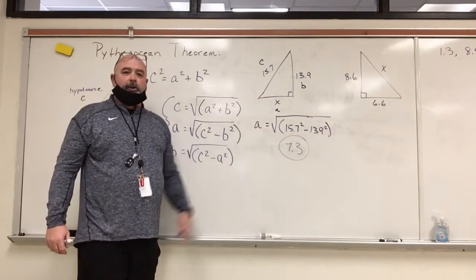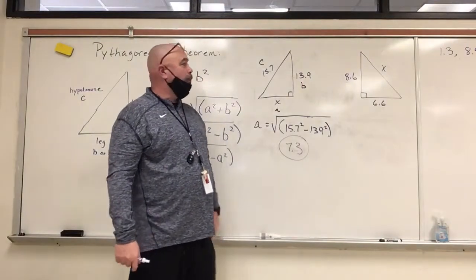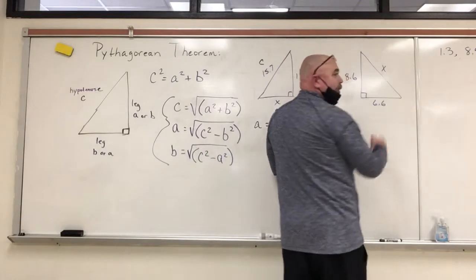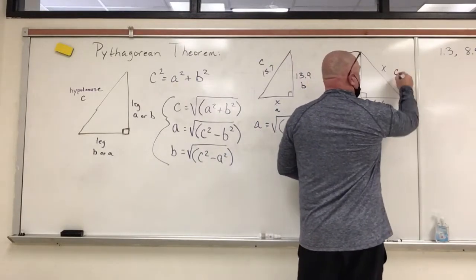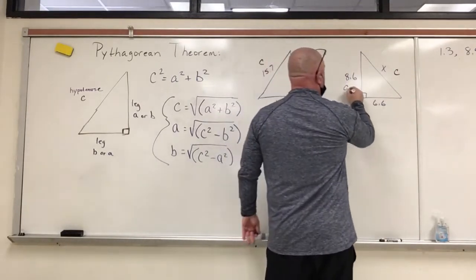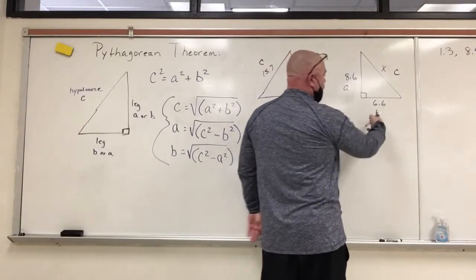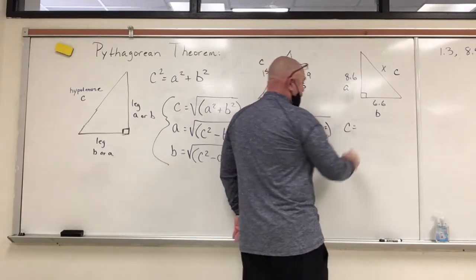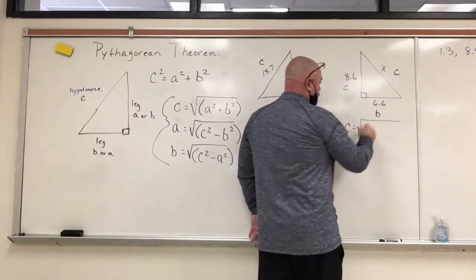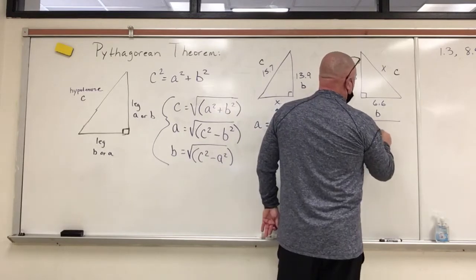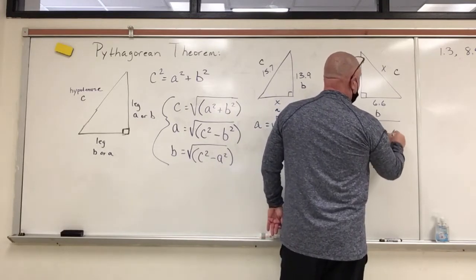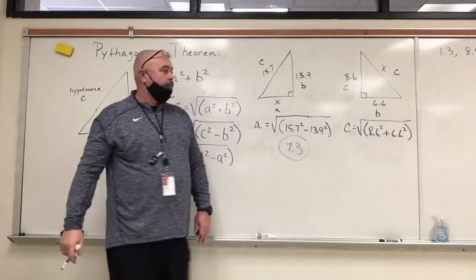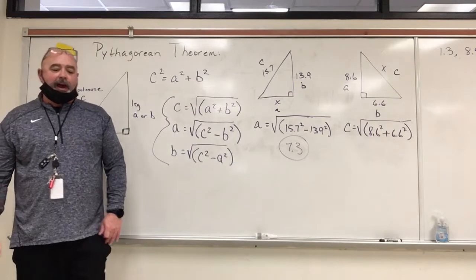All right, so let's look at this next one. What side are we looking for here? What side is the X on? The C side, right? So this is A, and this is B, or this is B, and this is A. So we're looking for C. The formula to define C is C equals square root, parenthesis, 8.6 squared plus 6.6 squared, close the parenthesis. We use our handy dandy calculator to find the answer.